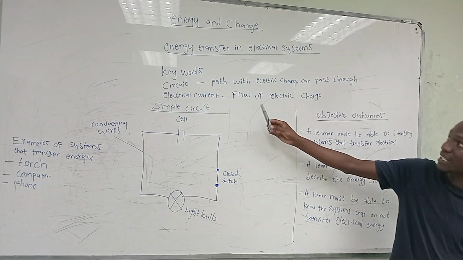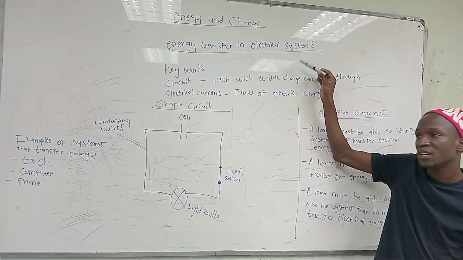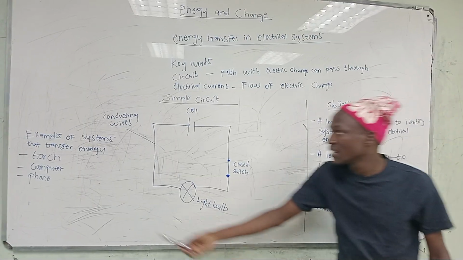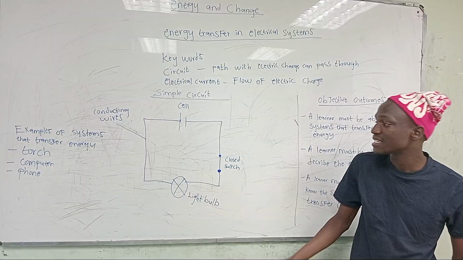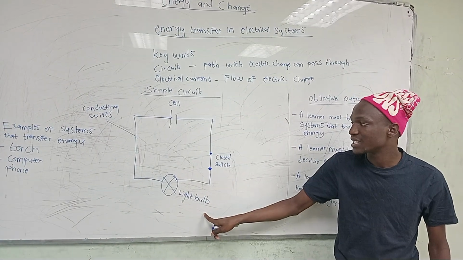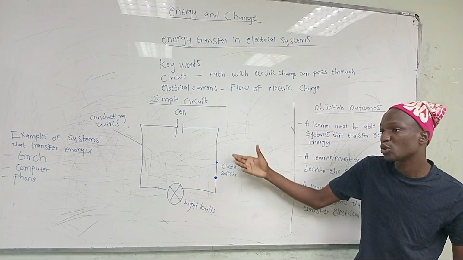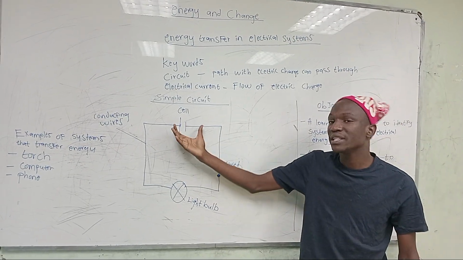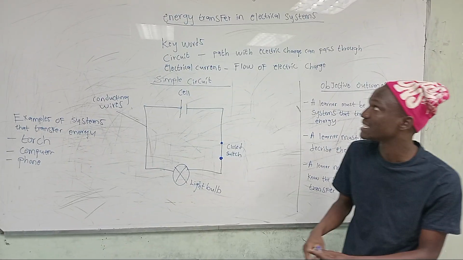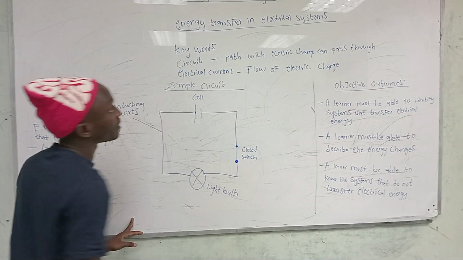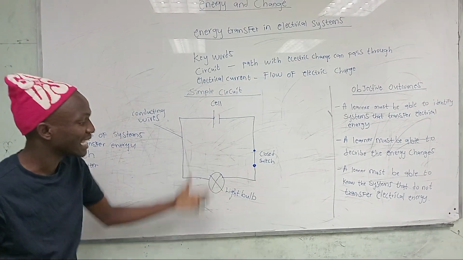We're talking about the transfer of energy found in electrical systems, which can be devices such as a torch, a computer, a phone, anything that has a light bulb or a light displayed on the screen, or a closed switch that controls on and off, anything that has a battery inside and conducting wires. Those things are an indication of electrical systems.